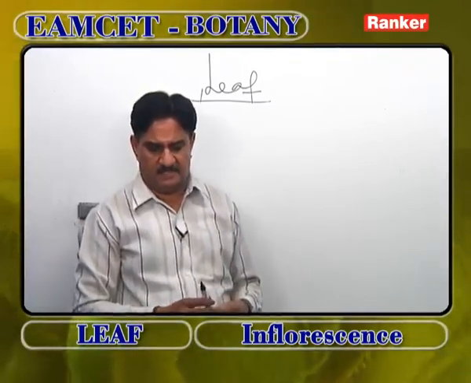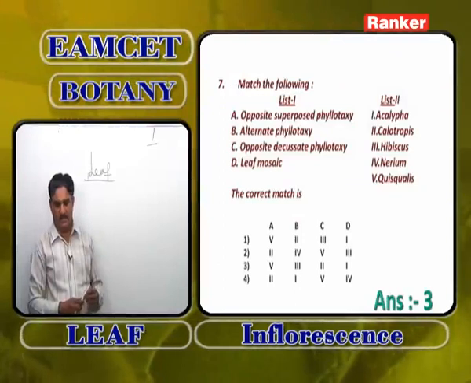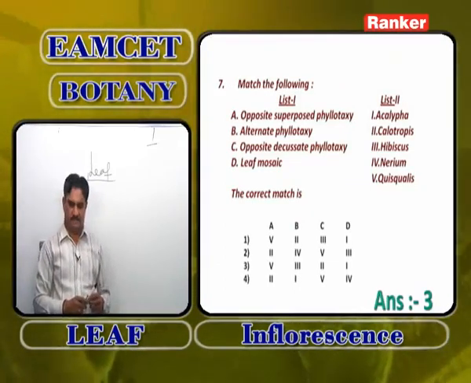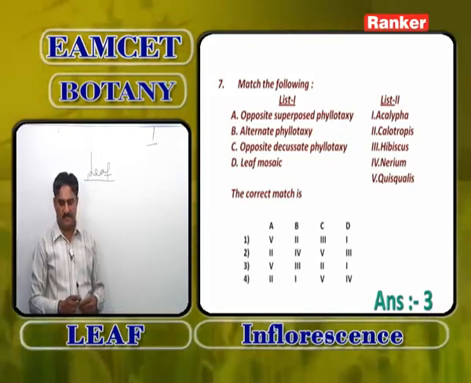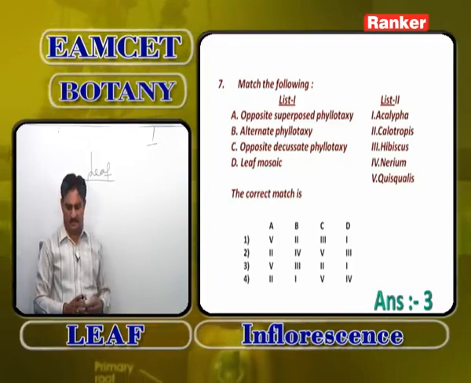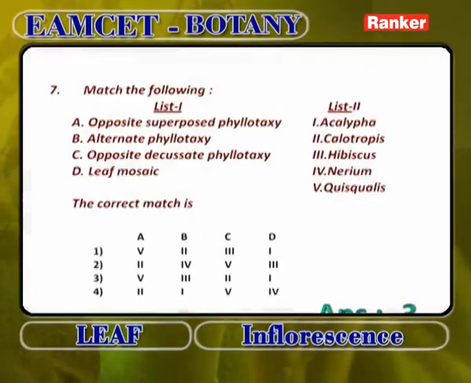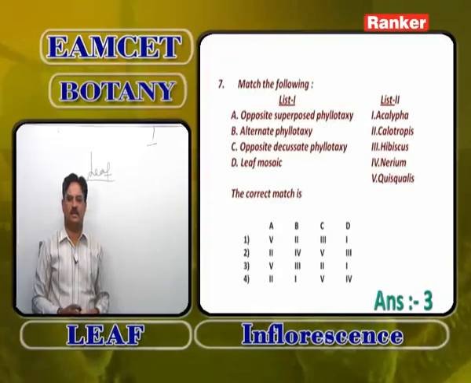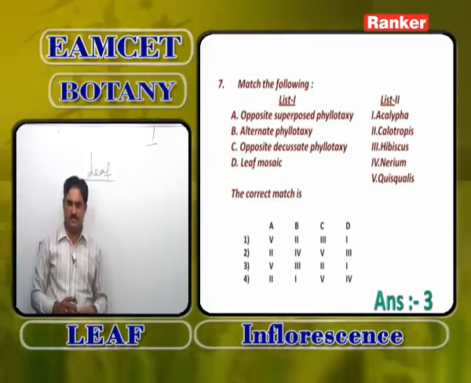So for this the answer is 5, 3, 2, 1. Opposite superposed phyllotaxy is found in Quisqualis. Alternate phyllotaxy is found in Hibiscus. Opposite decussate phyllotaxy is found in Calotropis, and leaf mosaic phyllotaxy is found in Acalypha. In this there is also Nerium, where the phyllotaxy is whorled phyllotaxy. What is whorled phyllotaxy? The plant shows nodes, and on the nodes more than 2 leaves are present. So this is about this question.